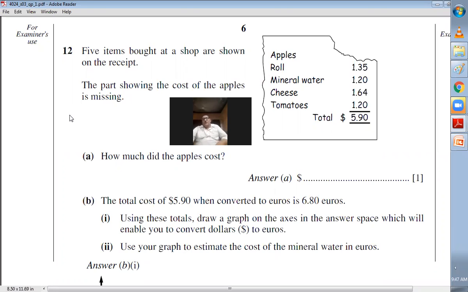I know the total bill here. You can see I know what their total is. The total bill is $5.90. So I know the price of tomato, cheese, mineral water, roll. The price of apple has been cut by mistake. So now I want to find out the price of the apple. From this total, subtract these 4 values, and you will get the value of the apple.